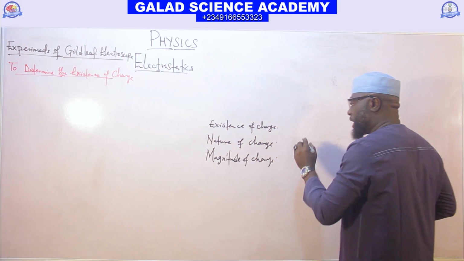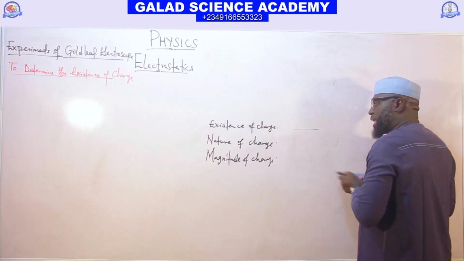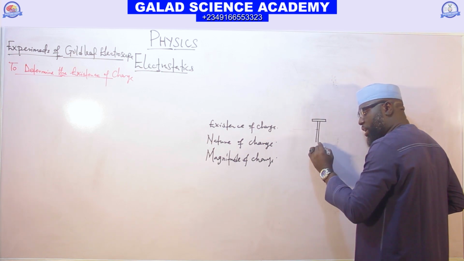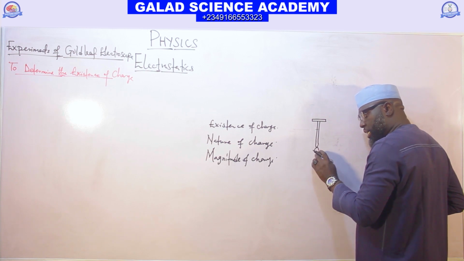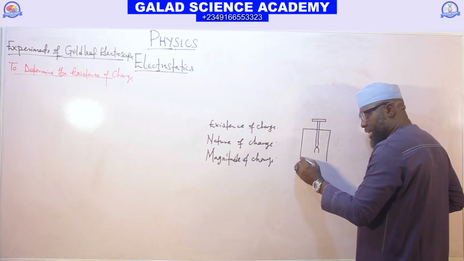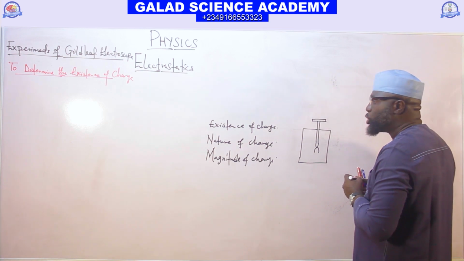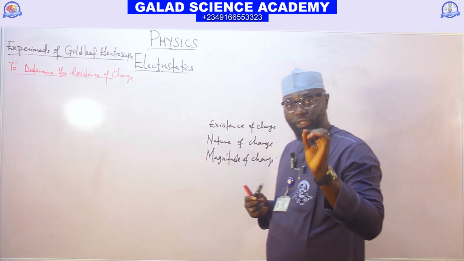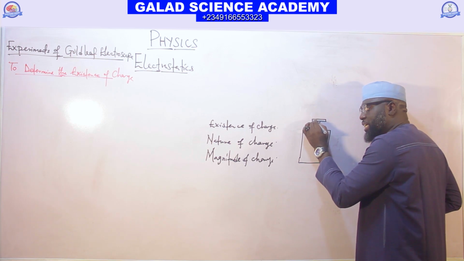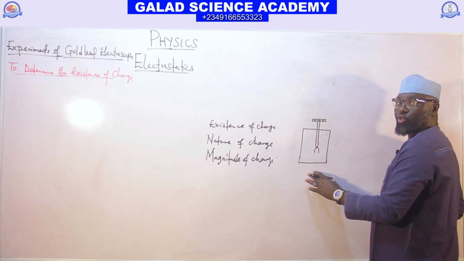Do you still remember what the gold leaf electroscope looks like? We have the brass and we have a stem. This is the leaf. And here we have a metal case that surrounds the gold leaf. If I want to use gold leaf to determine the existence of charge, the gold leaf must be charged. This gold leaf contains negative charge. This is a charged electroscope.